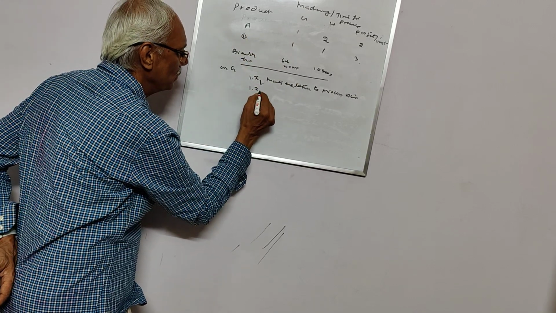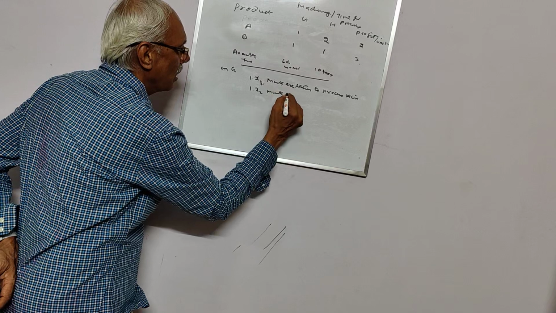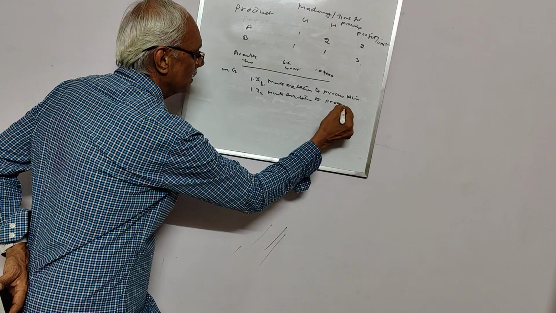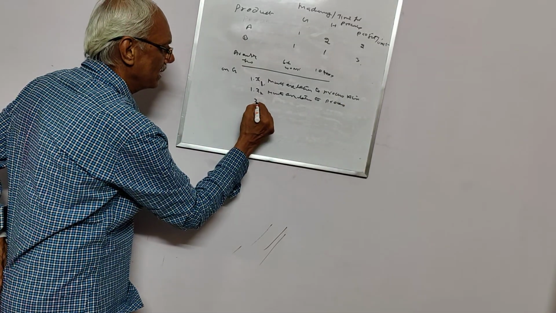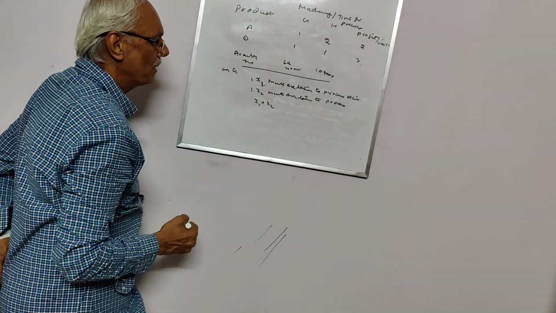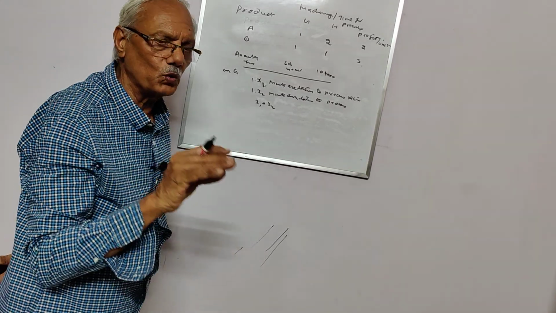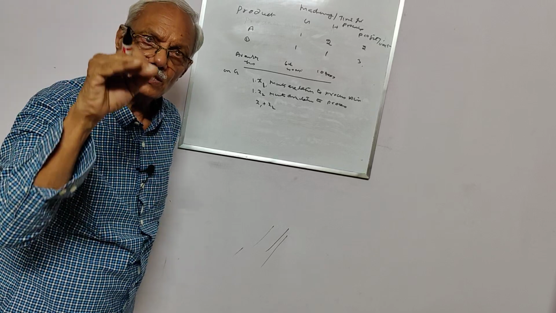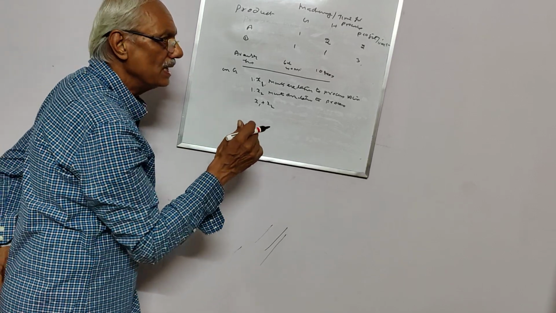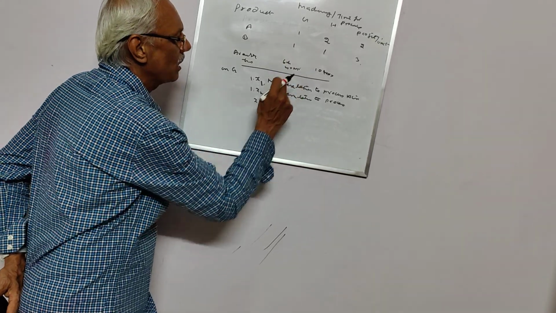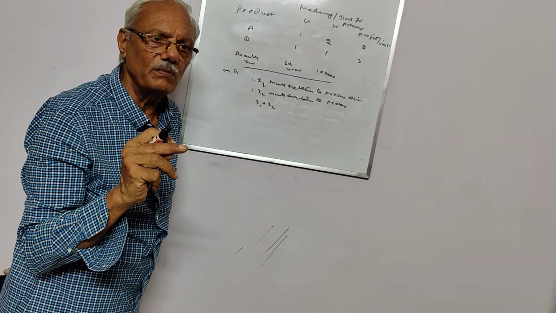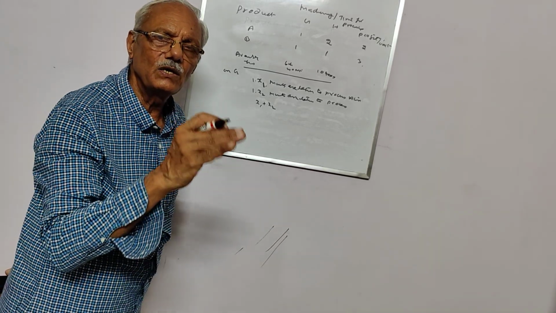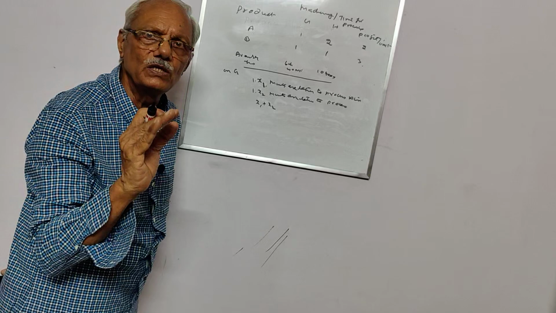So x1 into x2 minutes are taken to process. Therefore, what is the total time taken? x1 plus x2. But this x1 plus x2 is the total amount of minutes taken to process on G. But in G, how many minutes are available? 6 hours and 40 minutes. These are all minutes, x1 minutes and x2 minutes. So you have to equate it to only minutes.